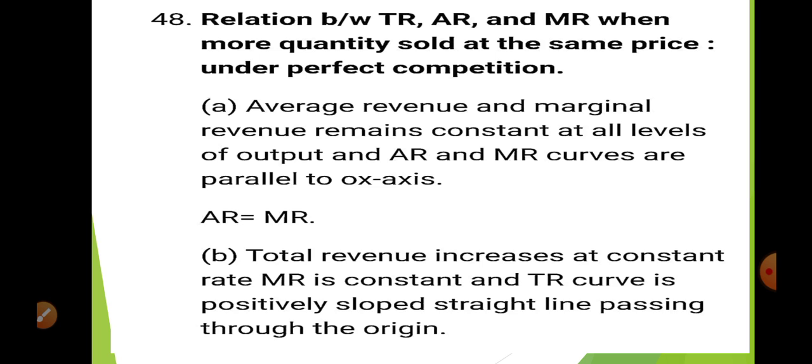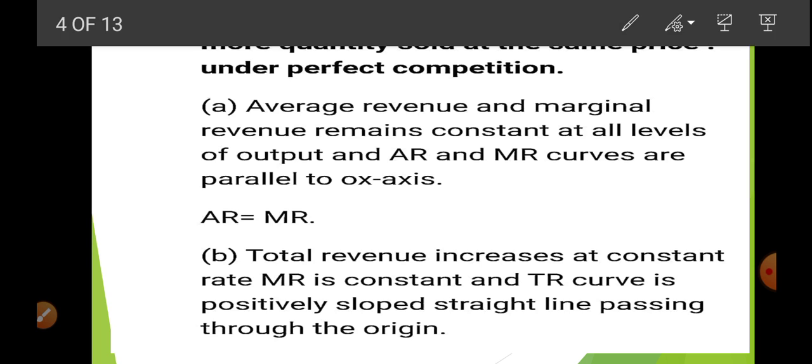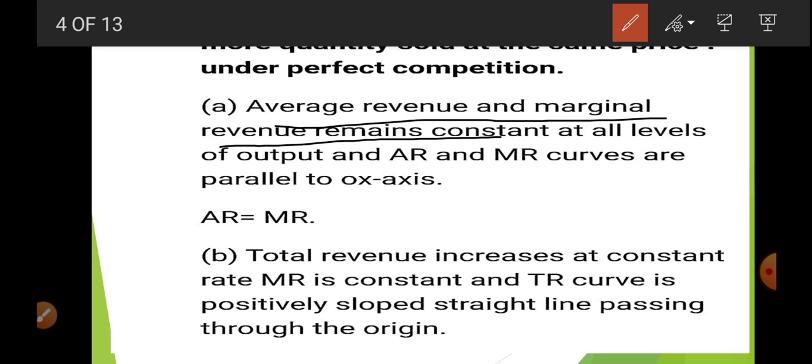Okay, so this is the reason: in perfect market condition, price is going to be constant, there will be no change. In this way, we are now going to study the relation between TR, AR and MR when price is the same, that is, under the condition of perfect competition. Average revenue and marginal revenue remain constant at all levels of output. AR and MR curves are parallel to the x-axis.